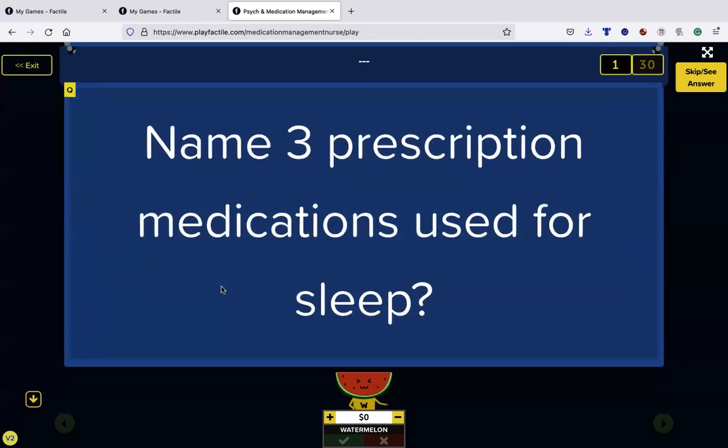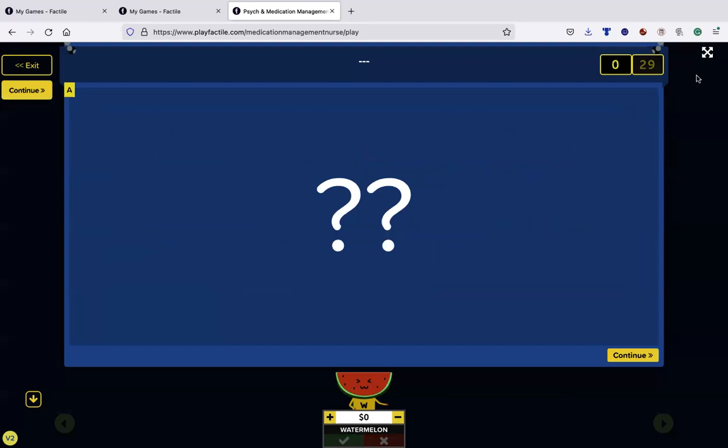Name 3 prescription medications used for sleep. We're not going to do that. I mean, I can name some for you. Lunesta, Ambien, and Trazodone.